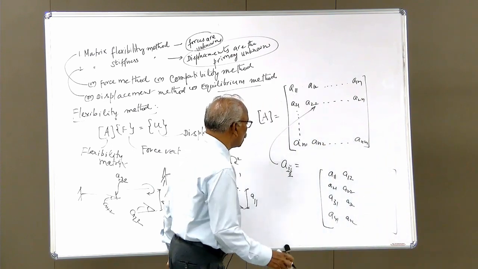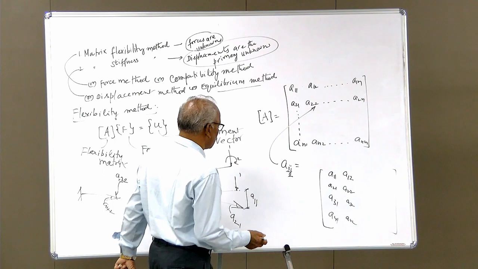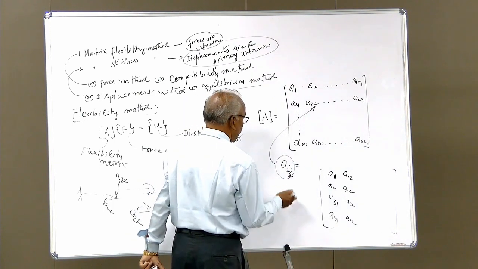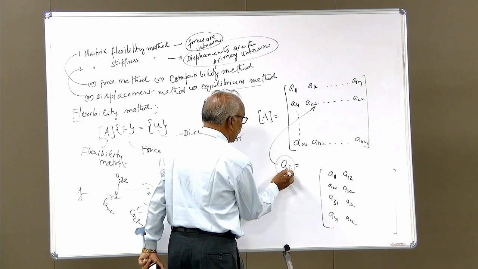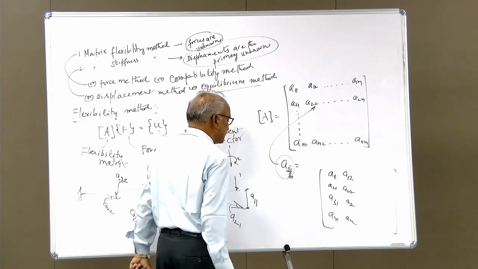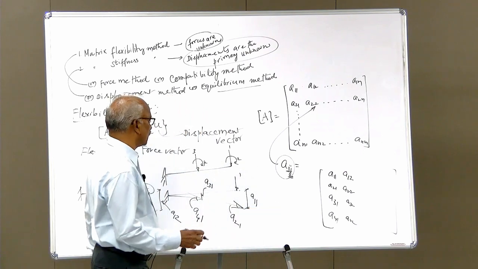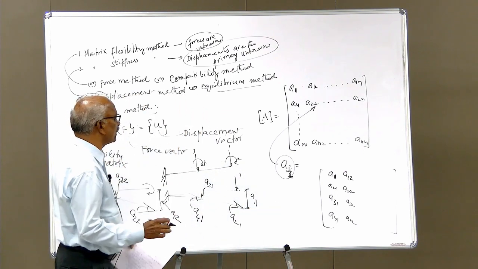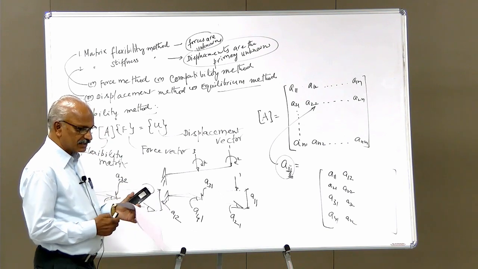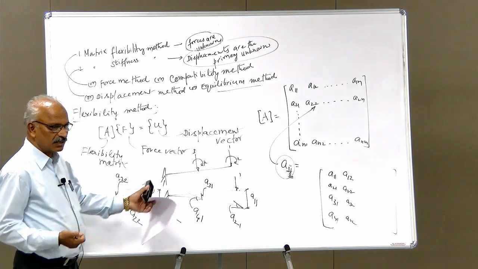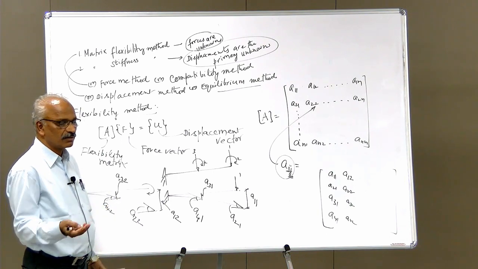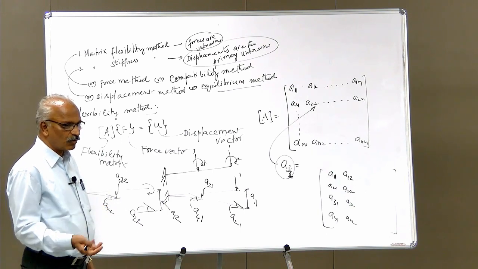Now if you see the definition, flexibility coefficient is defined as the displacement at coordinate i due to unit force along coordinate j, that is Aij in general. So a flexibility matrix will consist of flexibility coefficients. For statically determinate structures, you can form it like this. The size of the matrix will be equal to the number of coordinates.